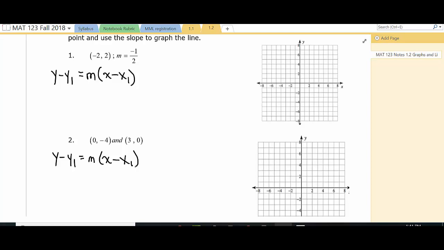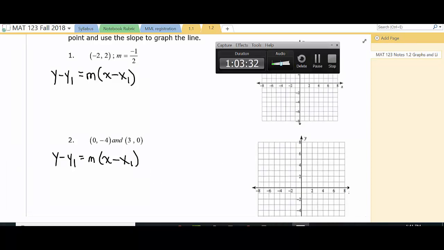Okay, so let me go ahead and run through these, and then I want to finish up with one other type of graph. What I'm seeing out there is a lot of not setting it up in the formula correctly, and that's what you got to be kind of careful about.